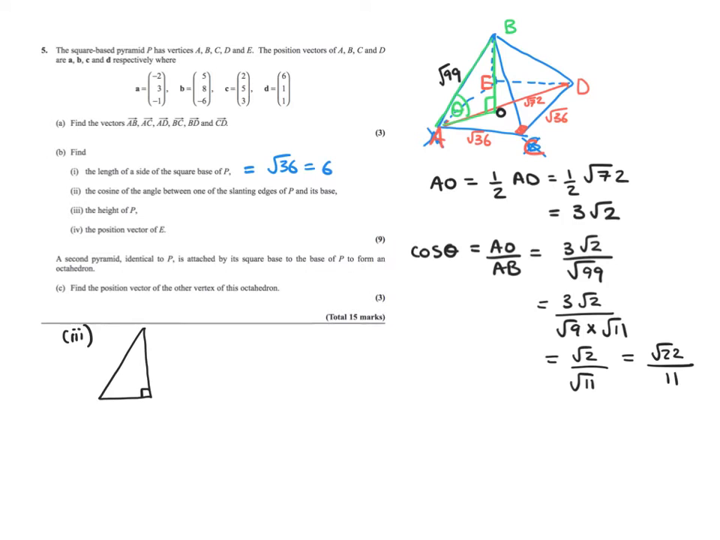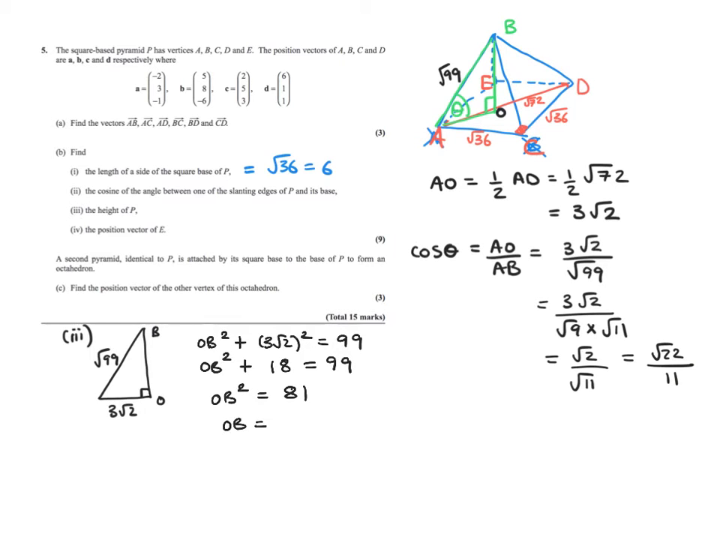We know that AO is 3 over root 2. We know that this hypotenuse is root 99. So making use of Pythagoras' theorem, we know that OB squared plus (3 root 2) squared is (root 99) squared, or just 99. So that's OB squared plus 18 equals 99. So OB squared is equal to 81, and the height of this pyramid is equal to 9.